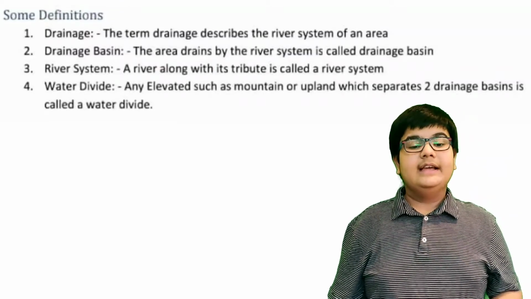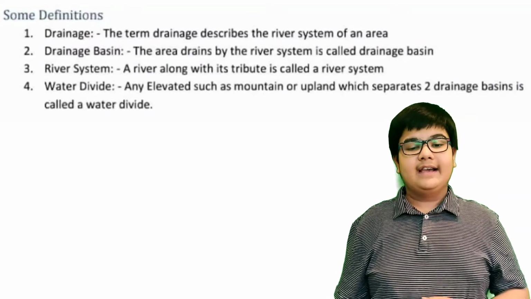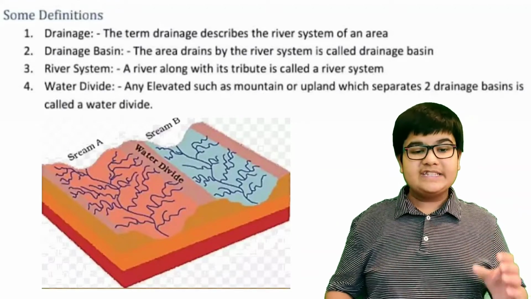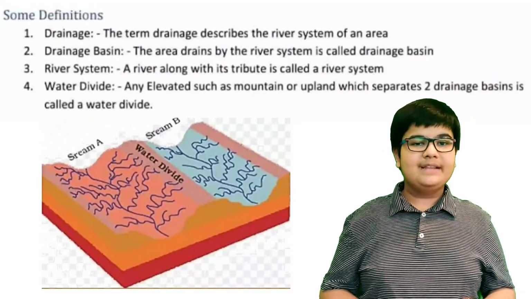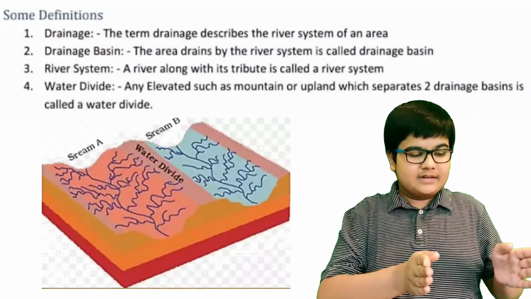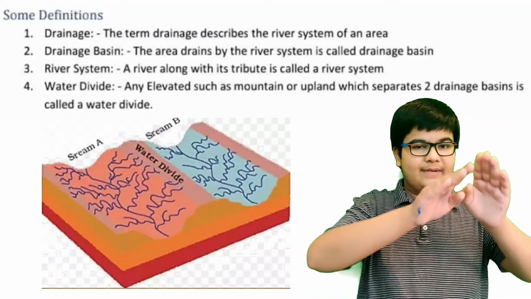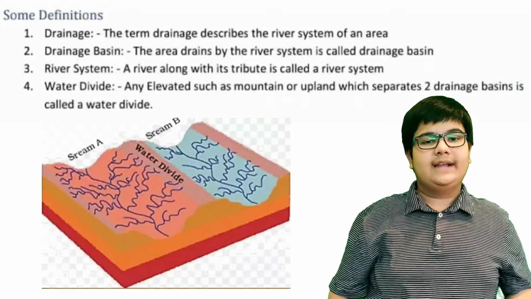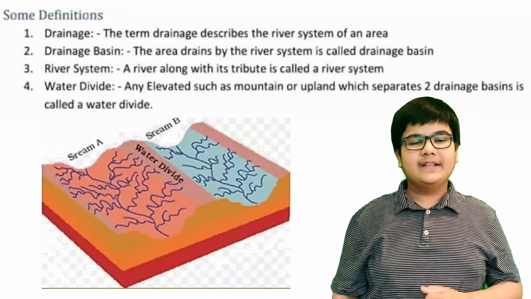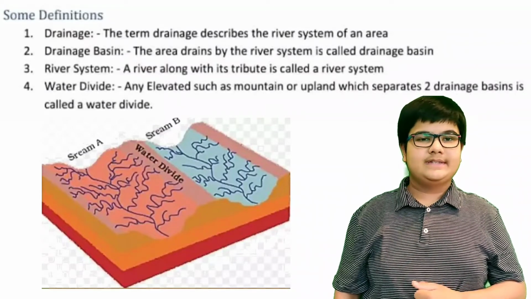Water divide. It is an elevated area such as a mountain or upland which separates two drainage basins. So for example, if this is the first river basin, then this is the second river basin, then a certain upland or mountain comes in between, then this forms a water divide. For example, Ambala is on a water divide between the Indus and Ganga river basins.